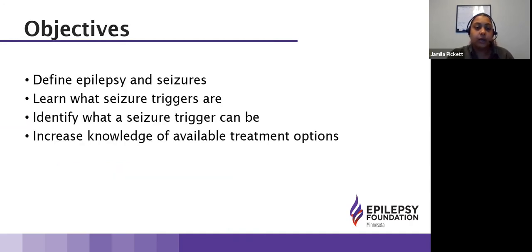Today's objectives are: we are going to define what epilepsy and seizures are. We're going to learn about what seizure triggers are, and we're also going to identify what a seizure trigger can be. This will increase knowledge of available treatment outcomes.